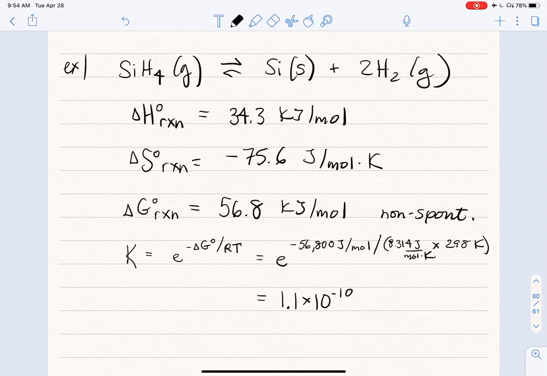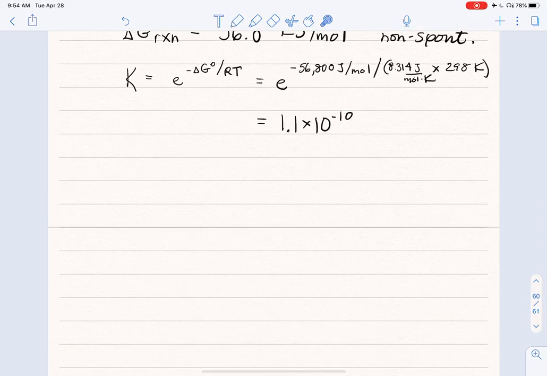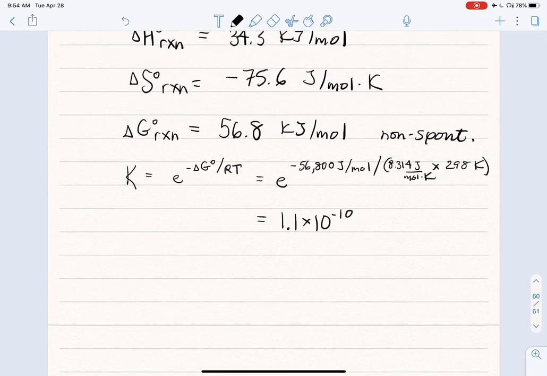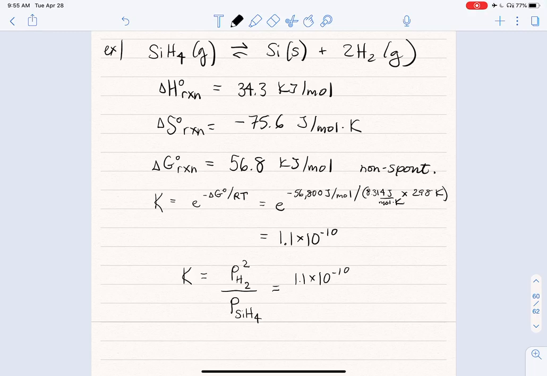So this is a teeny, tiny K. Very small K. Let's think about what K means in this case for this reaction. Looking at the reaction K, I'm just going to do it based on the partial pressures. The solid doesn't appear in K. Let's just take the partial pressure of hydrogen gas over the partial pressure of SiH4. I'm going to have to square the hydrogen gas because I have a 2 as my stoichiometric coefficient here. That is going to be equal to this teeny tiny number, 1.1 times 10 to the minus 10, approximately.